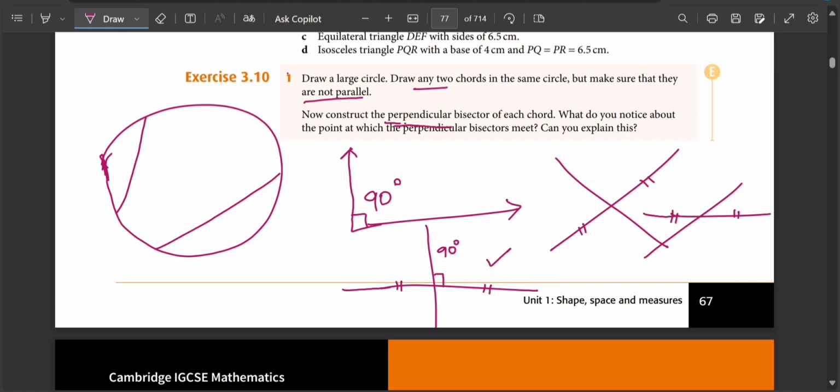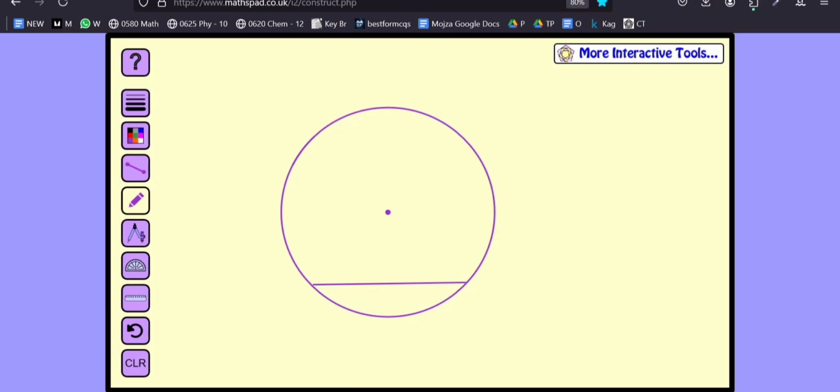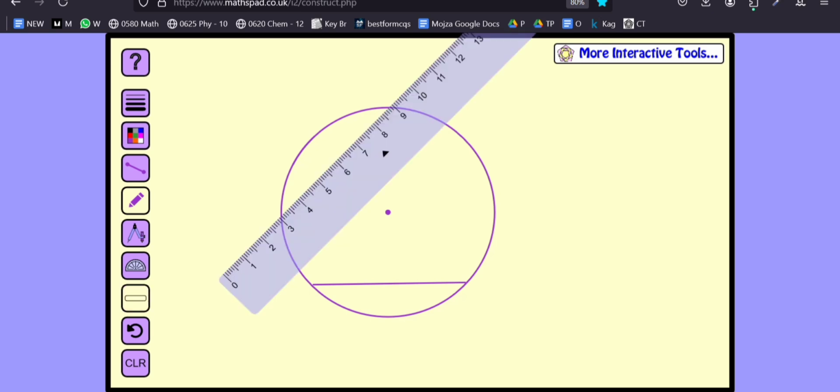So now they are saying you need to construct a perpendicular bisector for each chord. You're going to go in the center and make it like this, and go in the center and make it like this. Let's make it on a better place so that we can explain. This is where I drew a circle and made one chord, and now I'm going to make another chord. This is another chord, alright.